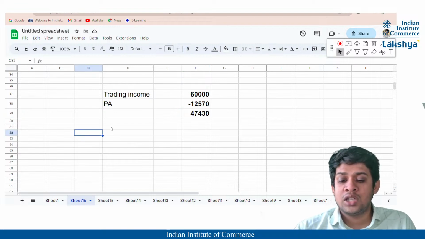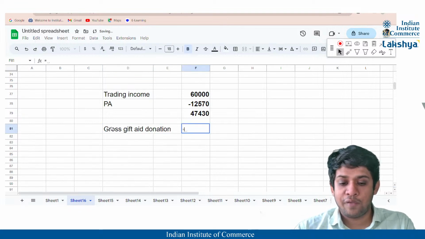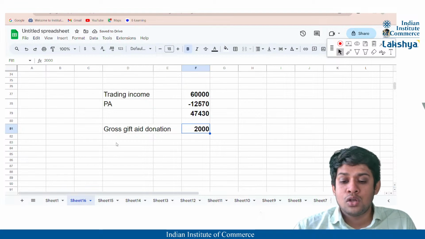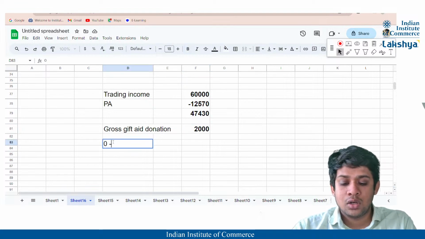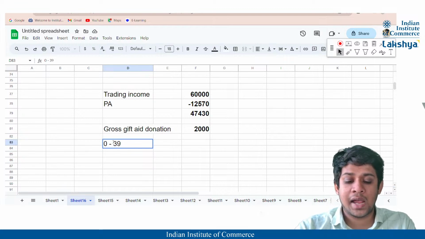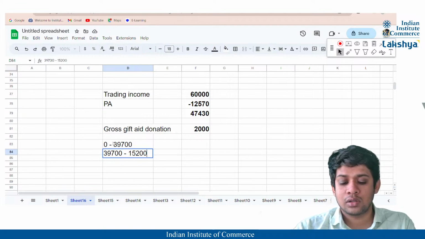Now, she has made a gross gift aid donation of 2,000, correct? So your bands will be extended by 2,000. It should have been 0 to 37,700, but now it will be 0 to 39,700 because it has been extended. And from 39,700 to 1,50,000.